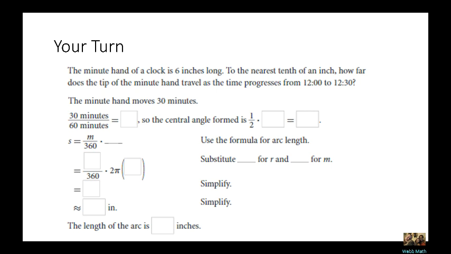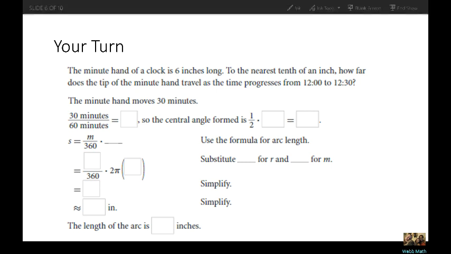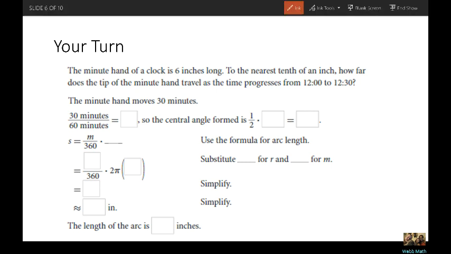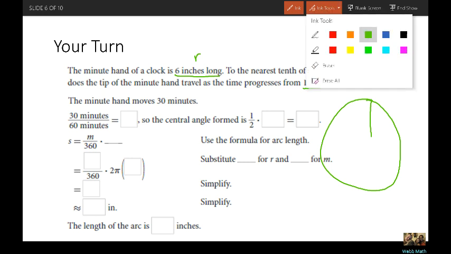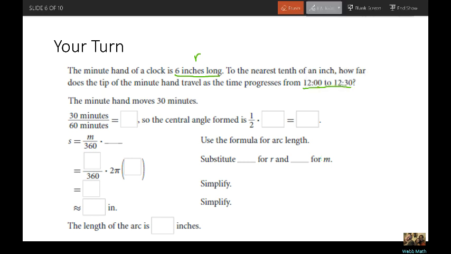All right, your turn. The minute hand of a clock is 6 inches long. Okay, so there's your radius. Awesome. To the nearest tenth of an inch, how far does the tip of the minute hand travel as time progresses from 12 to 12:30? So now, here's your clock. I know that is the worst circle ever.